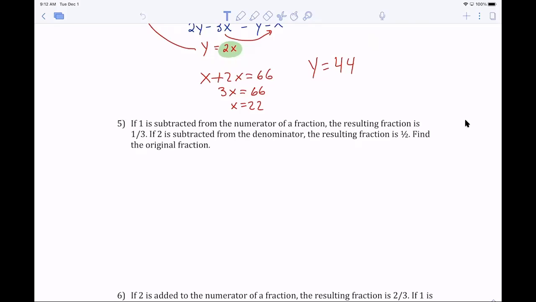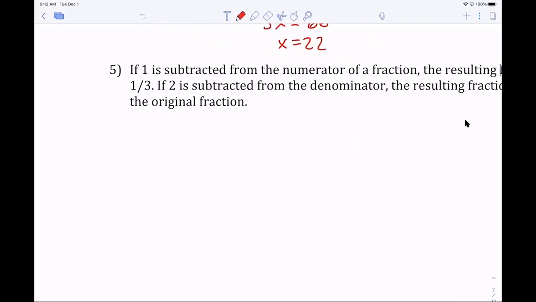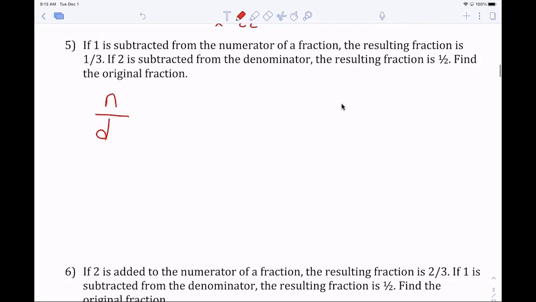Now the first thing I want everybody to do is write a fraction. How do you write a fraction? It's the numerator over the what? The denominator. That's how they're referring to the fraction. Remember, numerator's on top, denominator's on the bottom. So that's how you start off. When you start with a fraction problem, they start talking about numerator and denominator.